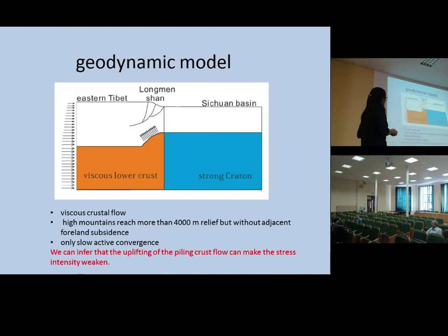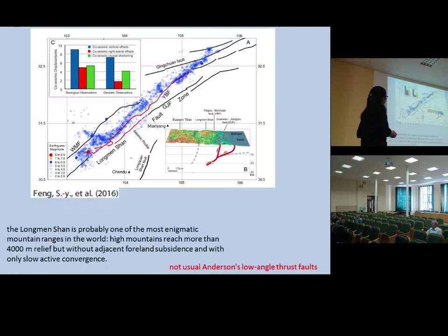This is the deep structure of the Wenchuan earthquake. We can see that the fault is very deep. The angle is very high, but Anderson's classical thrust fault angle is maybe 30 degrees. So the dynamics of the Wenchuan earthquake is mysterious.